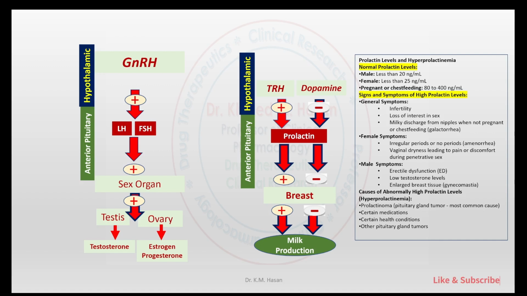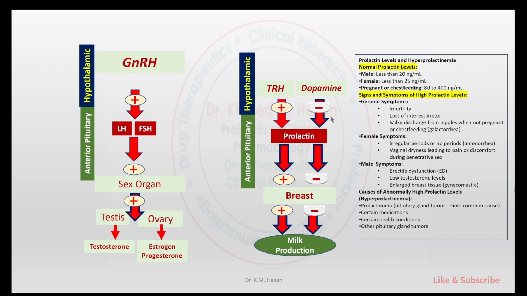Okay, this slide here represents the prolactin. The prolactin is released from the anterior pituitary, but you can see here the prolactin is under supervision of two hormones released from the hypothalamus. The first hormone will be TRH. TRH stimulates the prolactin. Dopamine inhibits the prolactin.